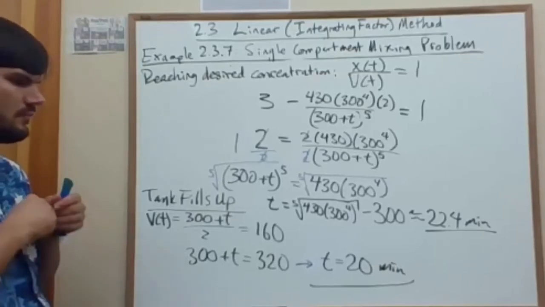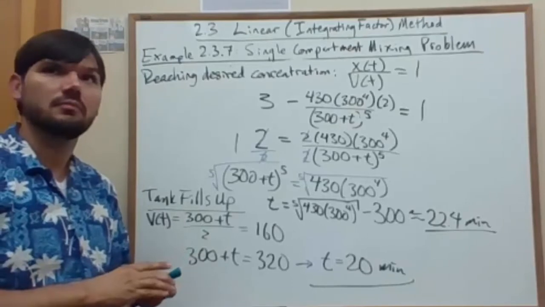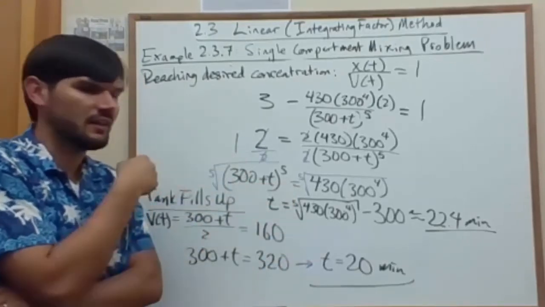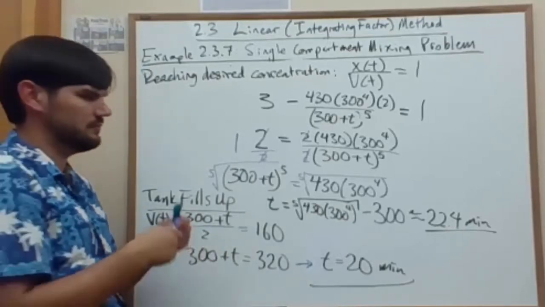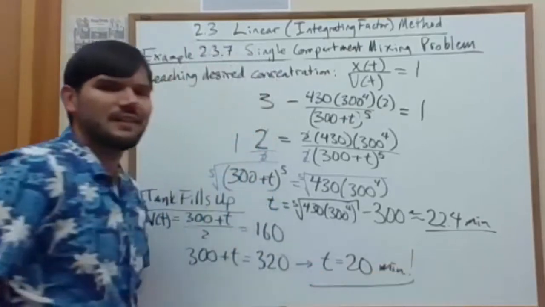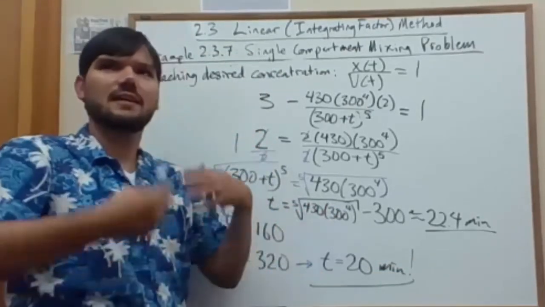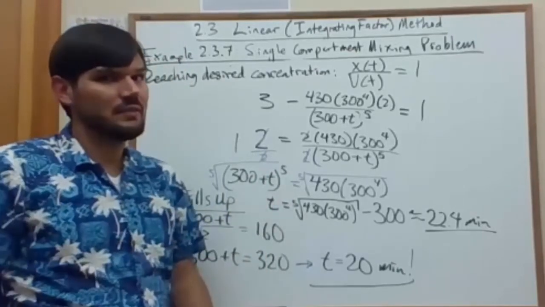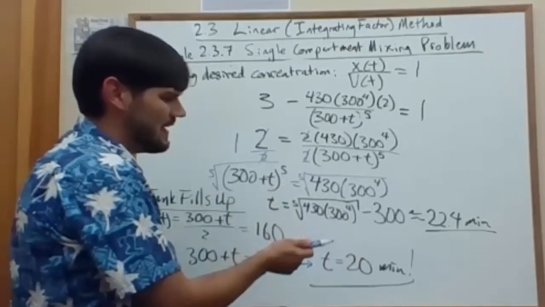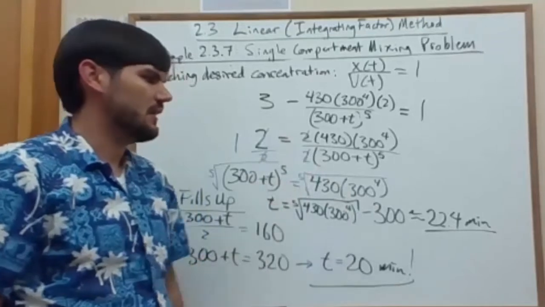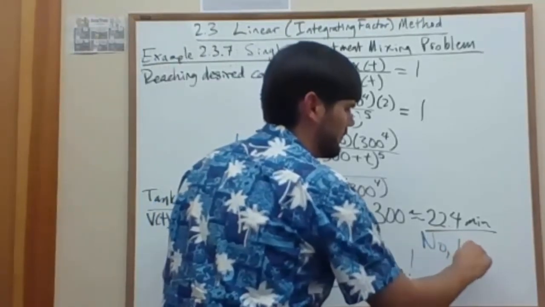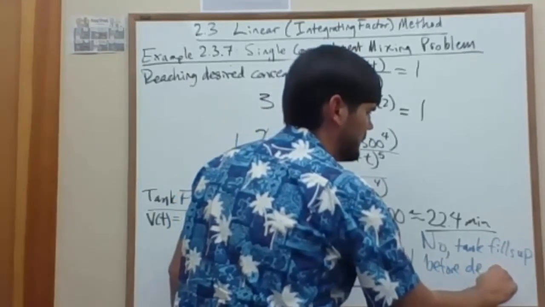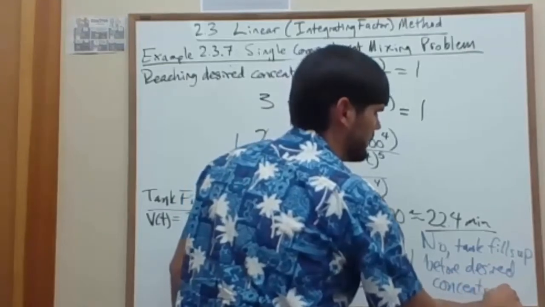Wait a second. The tank fills up in 20 minutes by increasing the inflow rate 2.5. But we don't reach our desired concentration until 22.4 minutes. No! So, we didn't do it. We tried to increase the rate to get the process to speed up, but we obviously guessed wrong, and the tank filled up before we were able to reach that equilibrium. So, no. Tank fills up before desired concentration.